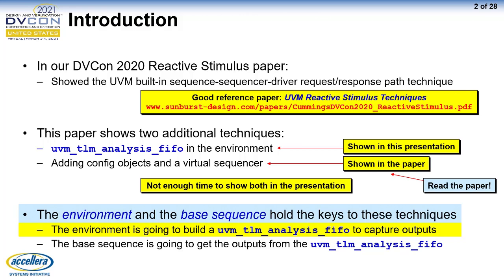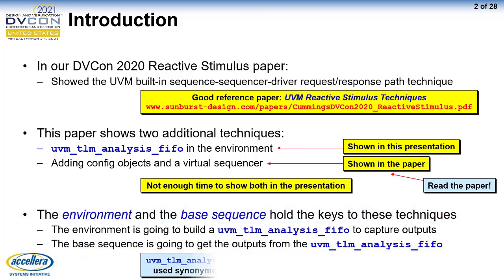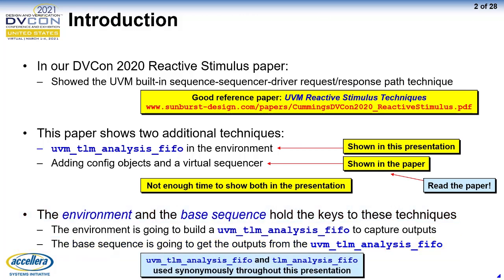We will build a UVM TLM analysis FIFO in the environment to capture the sampled outputs. Then the reactive sequence extended from a base sequence will get the sampled outputs from a transaction stored in the UVM TLM analysis FIFO. In this presentation, the terms UVM TLM analysis FIFO and TLM analysis FIFO will be used synonymously.